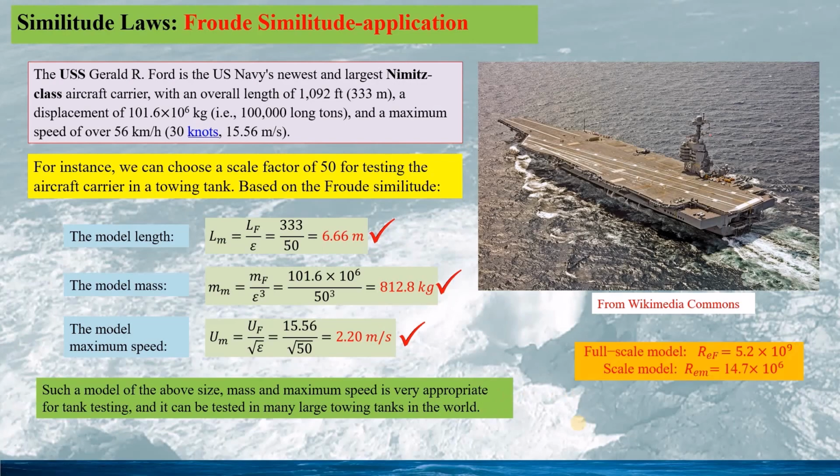For comparison, the Reynolds number for the full scale ship is calculated as about 5 billion, and for the scale model it is about 15 million. Again, the Reynolds number of the scale model is much smaller than that of the full scale ship.